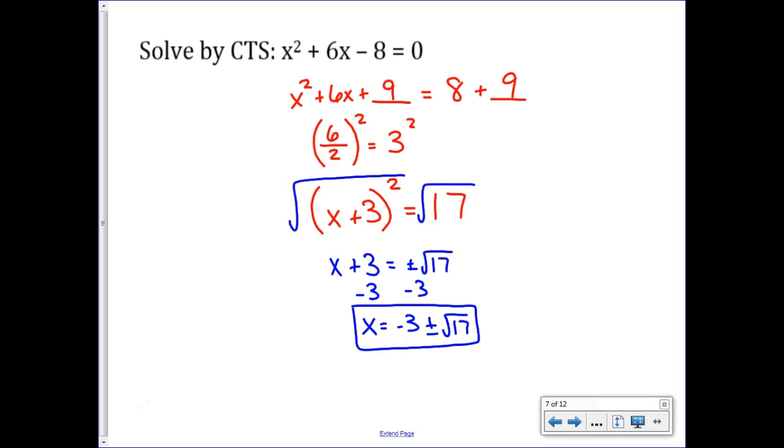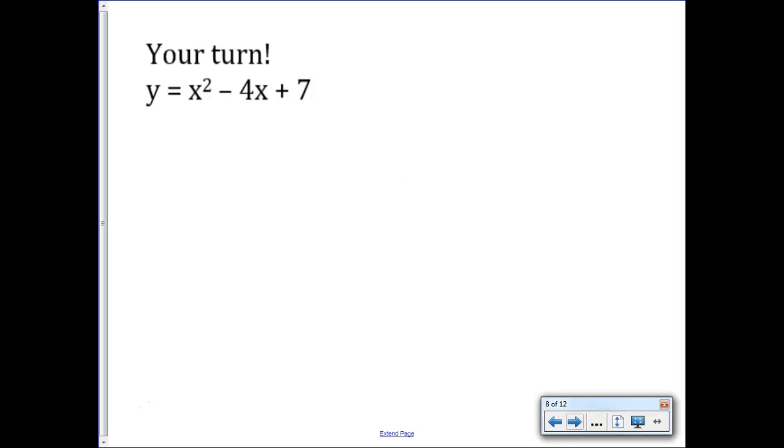All right. Let's look at another. Now would be a great time for you to pause and try this on your own, see if it makes sense. Don't worry about the y equals. You can set it equal to 0 for the moment. So x squared minus 4x plus 7.